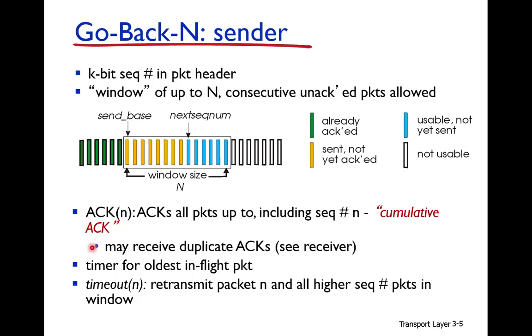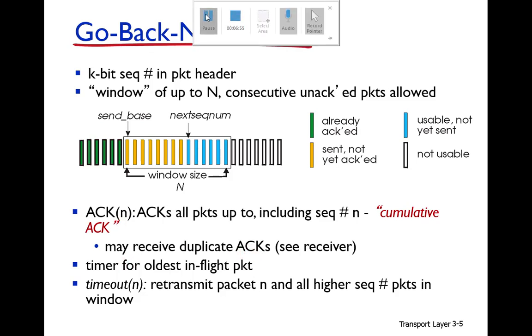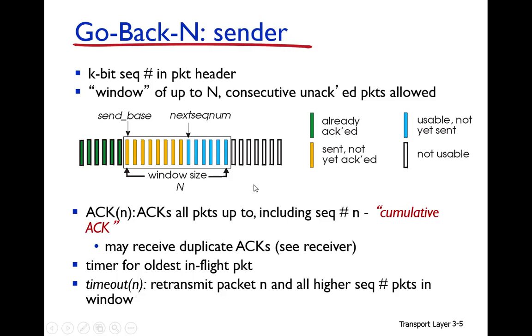A sender may receive duplicate acknowledgements. We will discuss it. So we have discussed that Go-Back-N can receive duplicate acknowledgements. And as we have discussed, in Go-Back-N there is a single timer. The timer is running for the oldest packet in flight. Which packet is the oldest in flight? The send base.